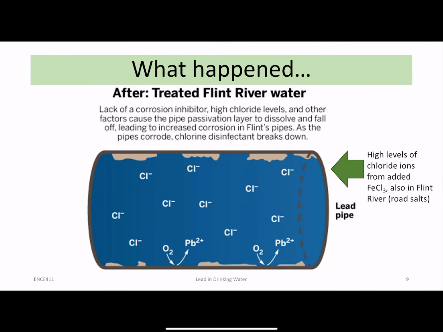Okay, so this is the after. After they switched, they were not adding phosphate anymore. So they have this layer, called the passivation layer, from before when they were using Detroit water. But because they didn't use the phosphate anymore, this layer was dissolving over time. So now they have the pipes exposed to the water. And they had a lot of chloride because they were adding bleach and they were adding iron chloride. The bleach, the chlorine and the chloride can corrode the pipes. And also the oxygen in the water.